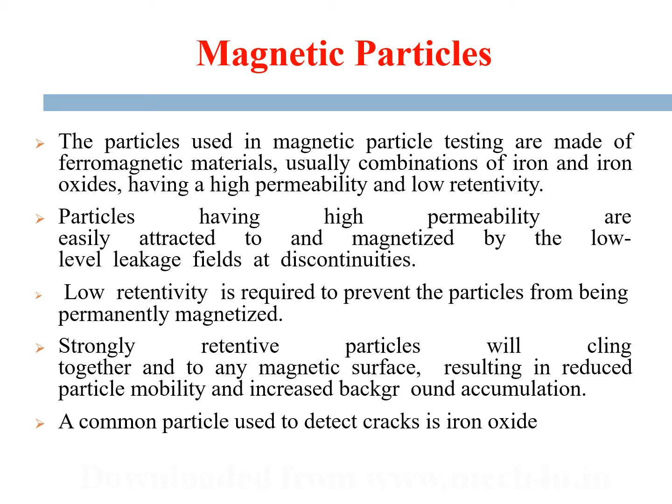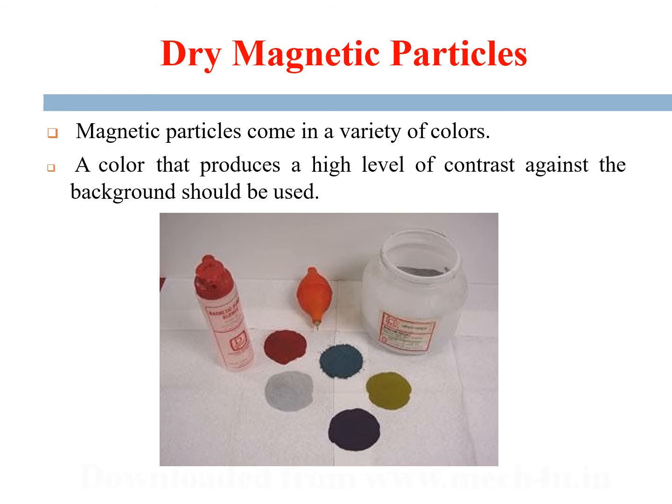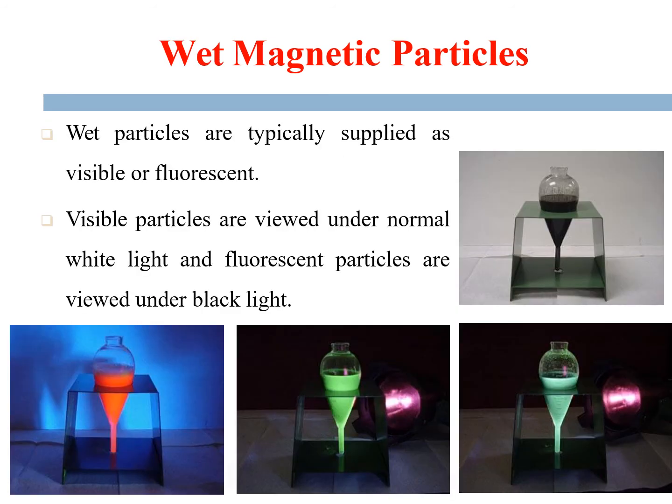Now, a common particle used to detect cracks, as discussed, is iron oxide or Fe2O3 particles. The first one is the dry magnetic particle that we have discussed. These magnetic particles come in a variety of colors. A color that produces a higher level of contrast against the background should be used. That depends on the material as well as the background that is being used.